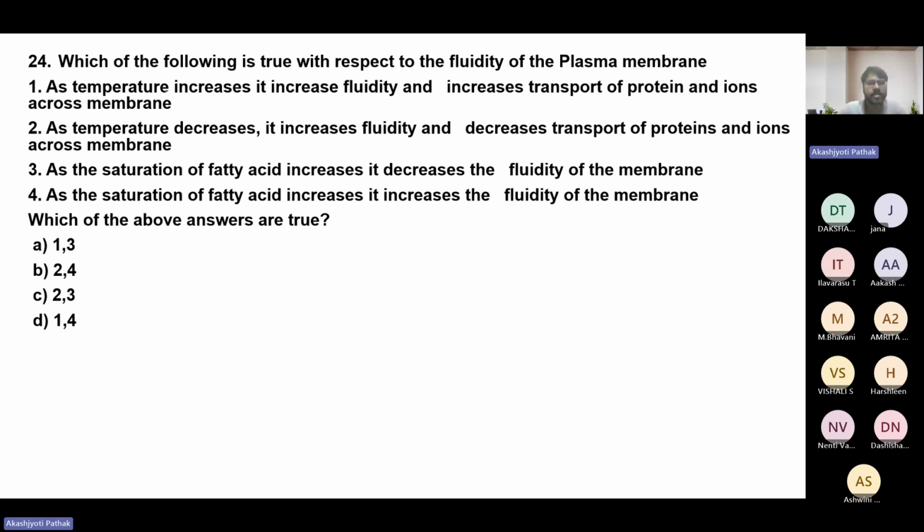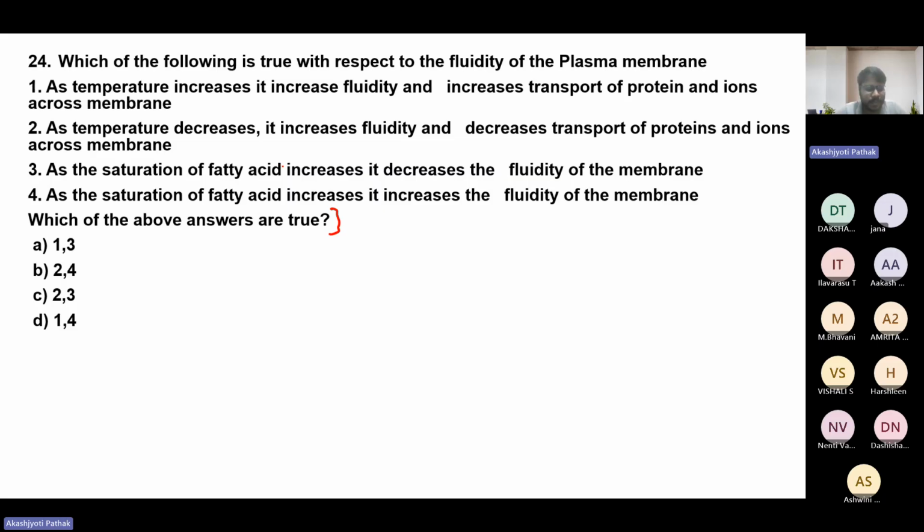So now answer this question: which of the following is true with respect to the fluidity of the plasma membrane? There are several statements in this question. As temperature increases, it increases fluidity and increases transport of proteins and ions across the membrane. As temperature decreases, it increases fluidity and decreases transport of proteins and ions across the membrane. As the saturation of fatty acid increases, it decreases the fluidity of the membrane. As saturation of fatty acid increases, it increases the fluidity of the membrane. So which of the above statements are true?